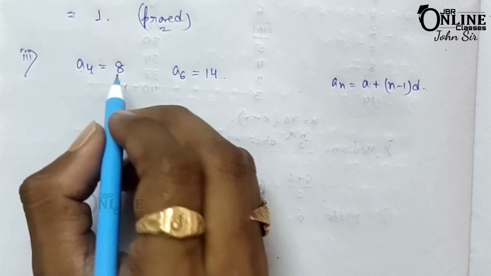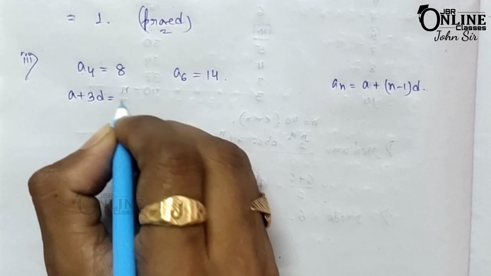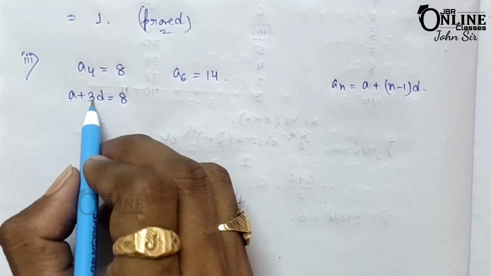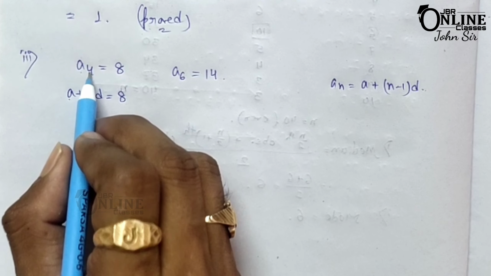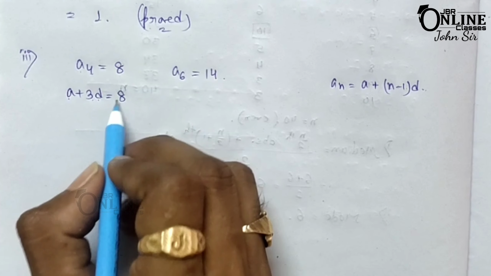So here A4 equals 8, that means a plus 3d equals 8. As a is the first term, 3 means n minus 1, as the value of n equals 4, that's why 4 minus 1, so 3d, and that equals 8.